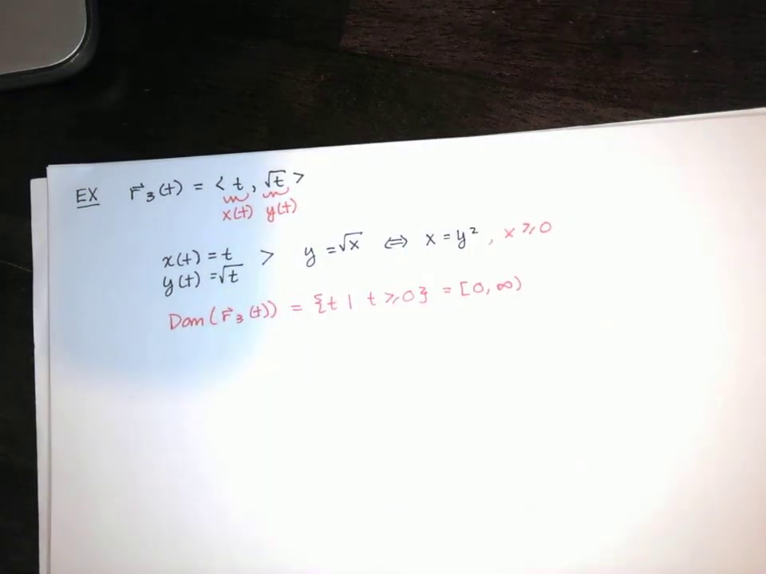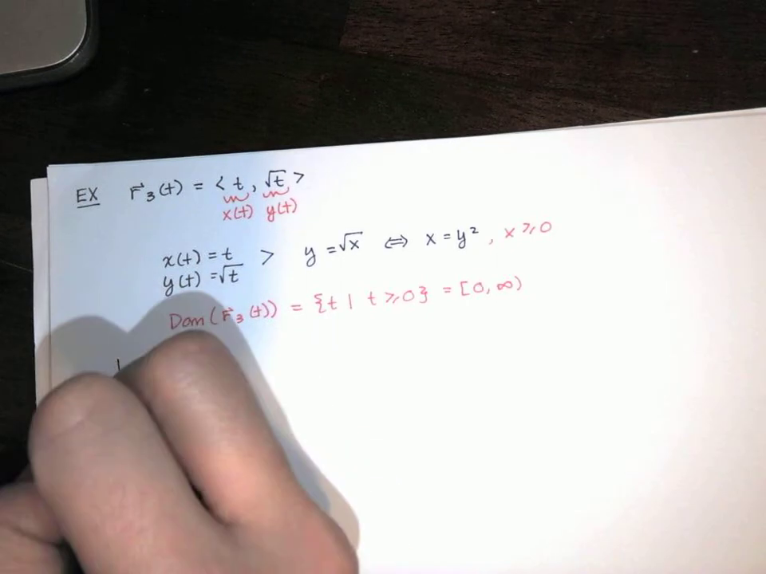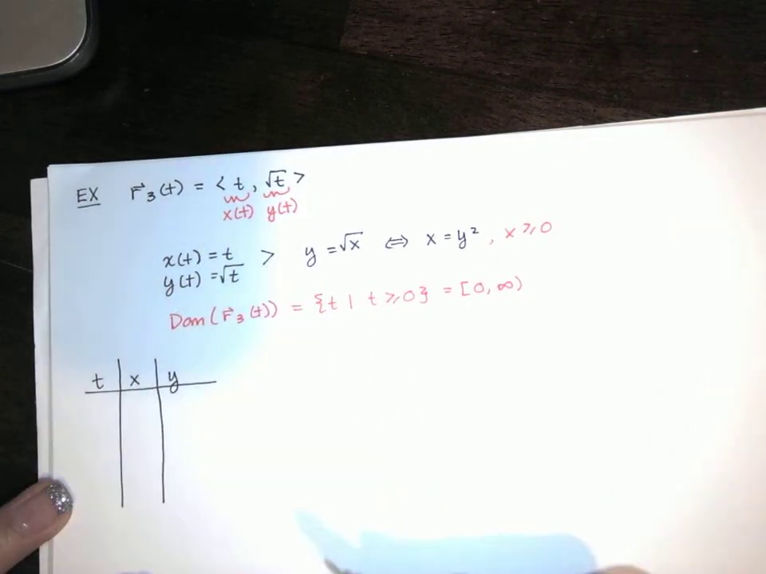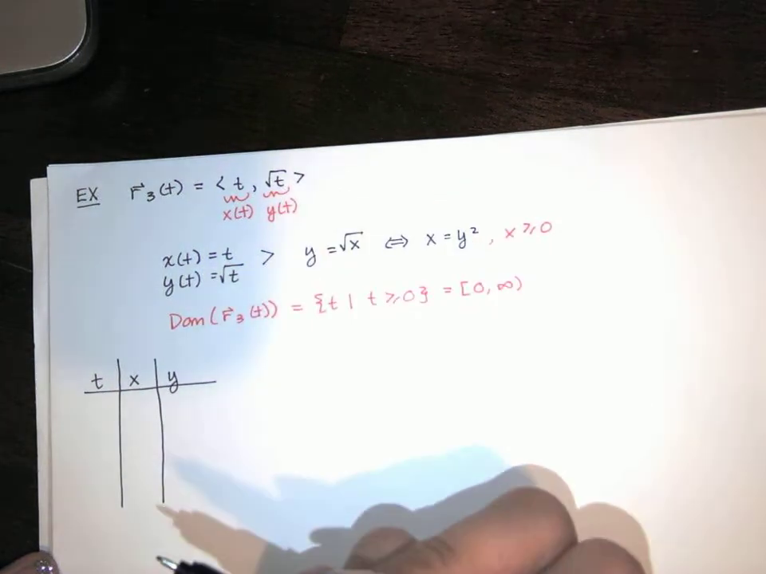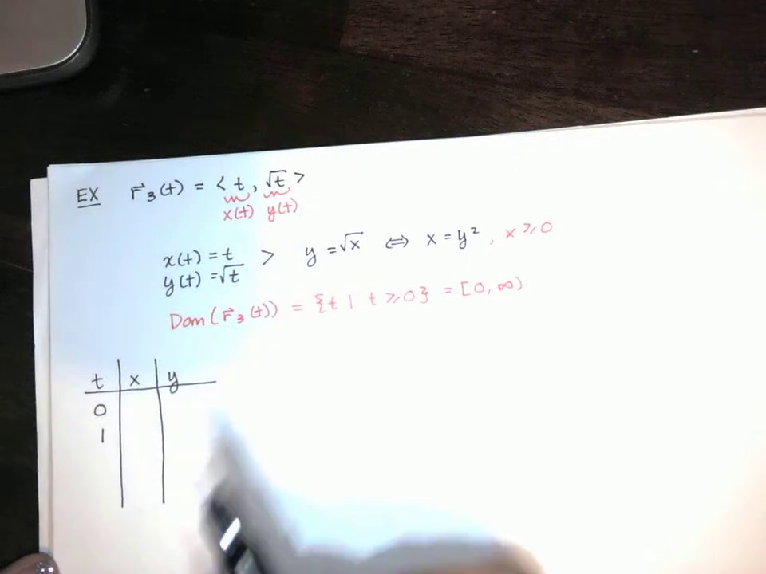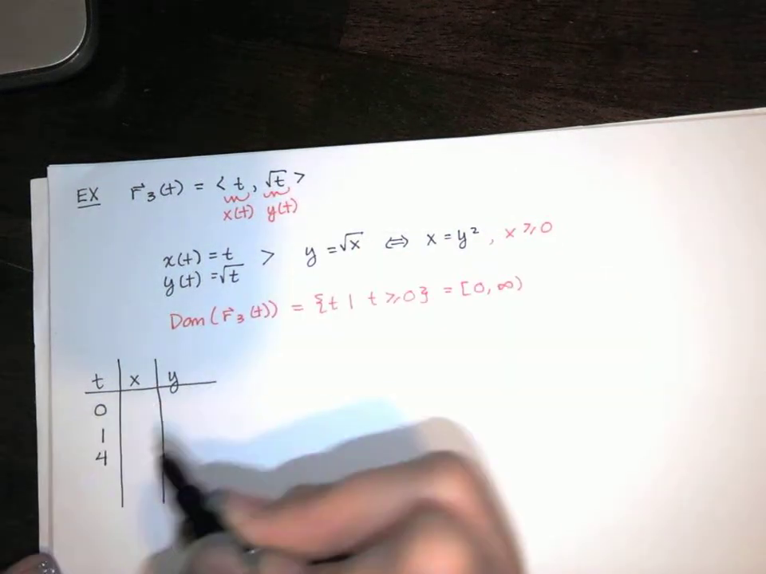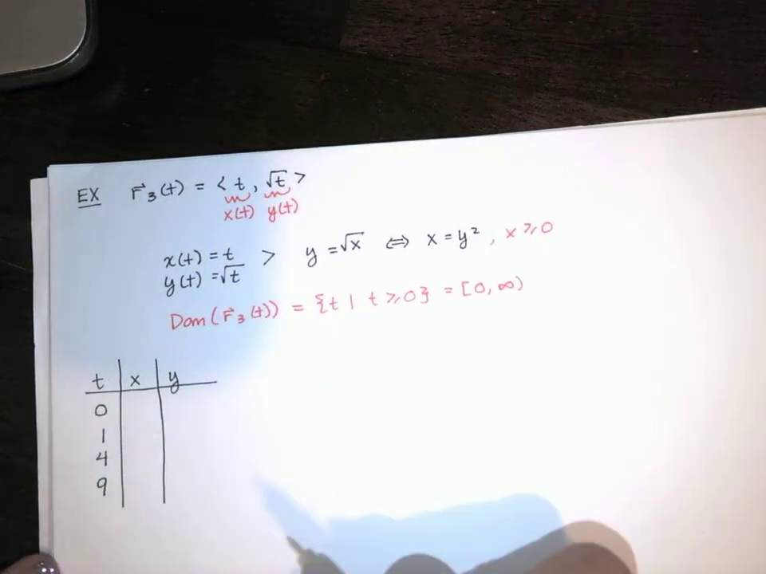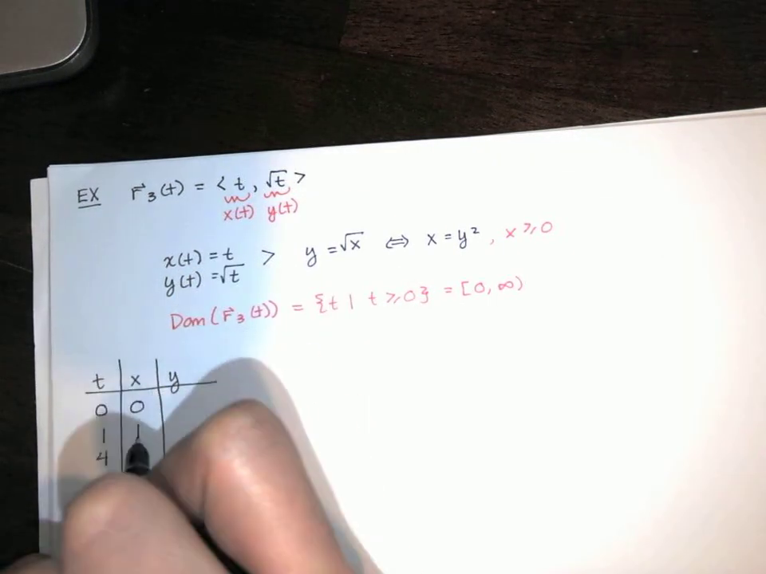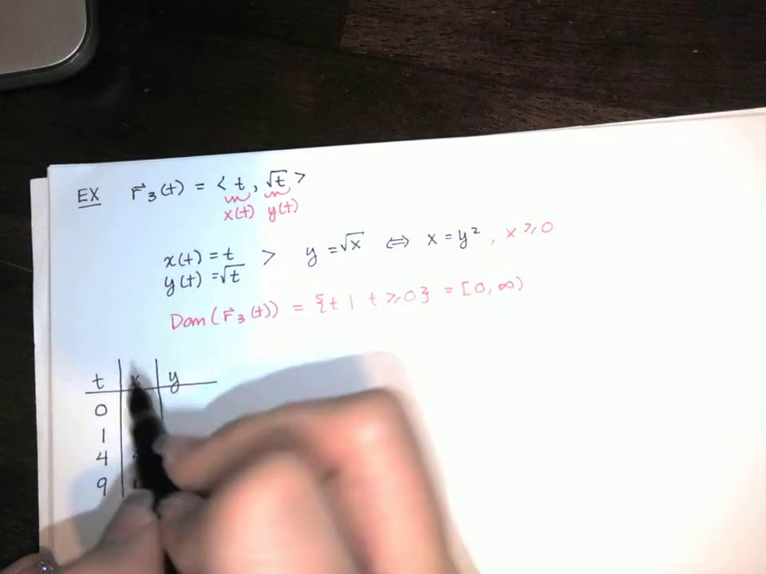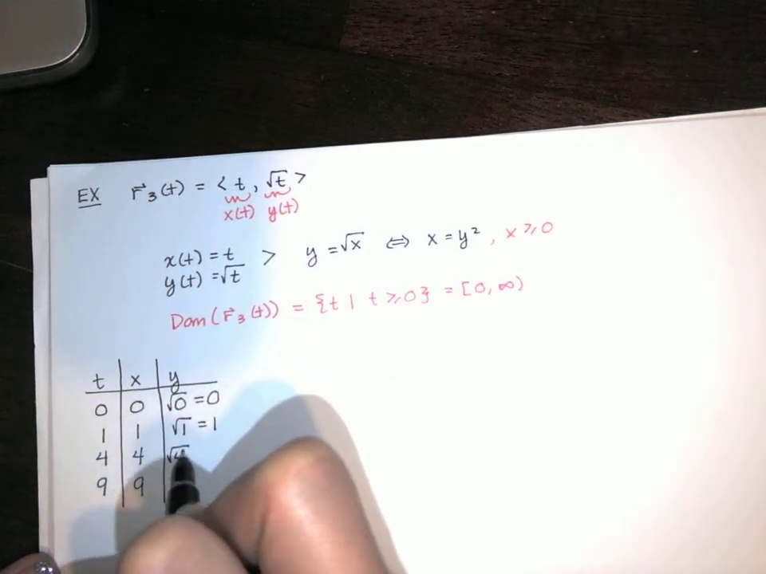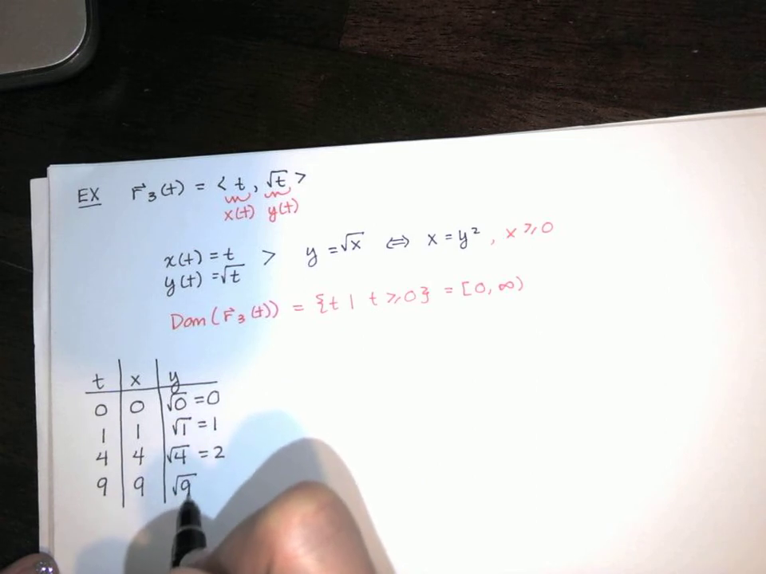Okay, so let's sketch this curve now. You can make a little chart. Here's t, here's x, here's y. Now, I don't want to put in negative numbers for t this time, but I'll start with t equals 0, 1. Let's use 4 because we're going to take the square root of it. And 9, we're going to take the square root of that. So x is just t, so we get 0, 1, 4, 9. y is the square root of t, so we have square root of 0, which is 0, square root of 1, which is 1, square root of 4, which is 2, square root of 9, which is 3.